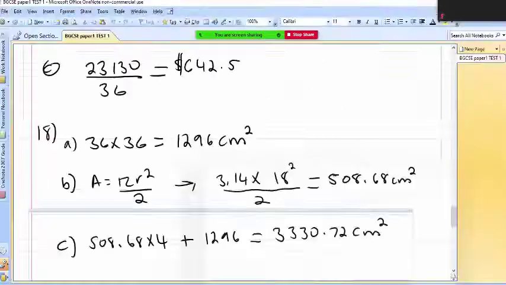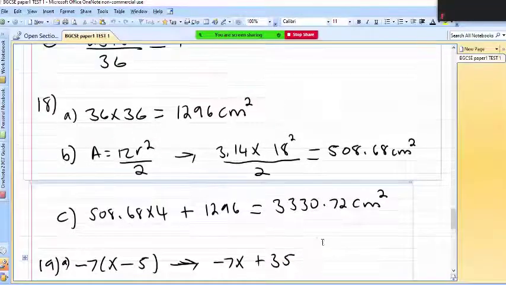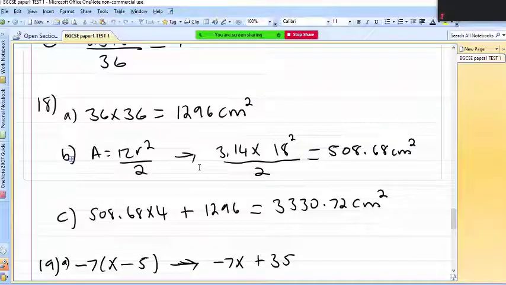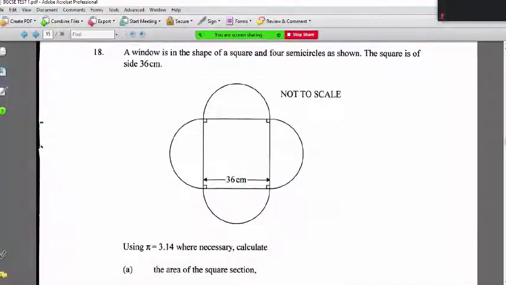So this is what we did here. First, the area of one semicircle: pi r squared divided by 2. So pi, which is 3.14, times 18 squared. Where does 18 come from? 18 is your radius. This right here is your diameter. Half of the diameter is going to be 18, which is your radius.